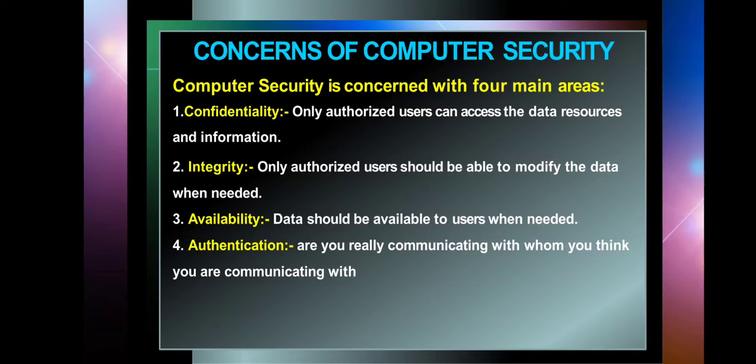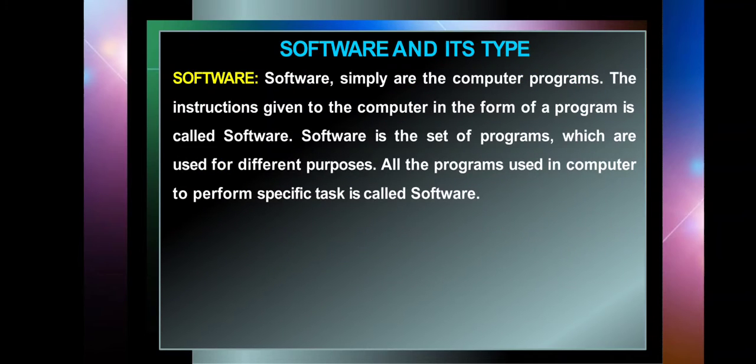Now, what are the concerns of computer security? We have various computer security threats. Confidentiality: only authorized users can access the data sources and information. Integrity means only authorized users, those who have the right, should be able to modify the data when needed. Availability means data should be available to users when needed. Authentication means are you really communicating with whom you think you are communicating with? So, to authenticate.